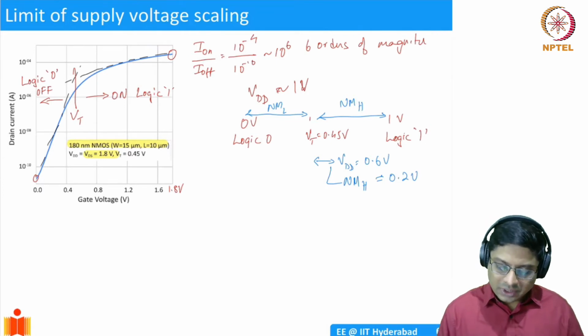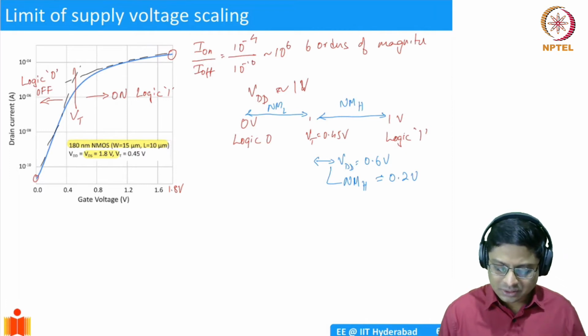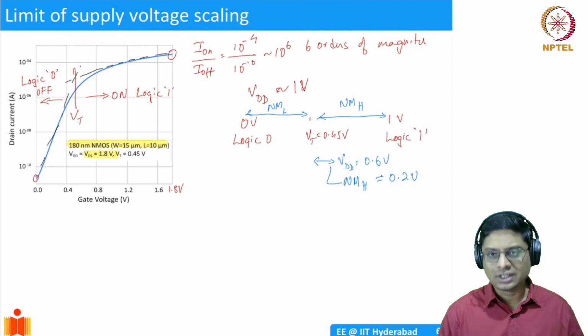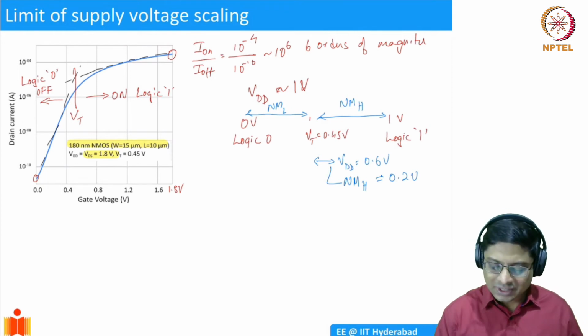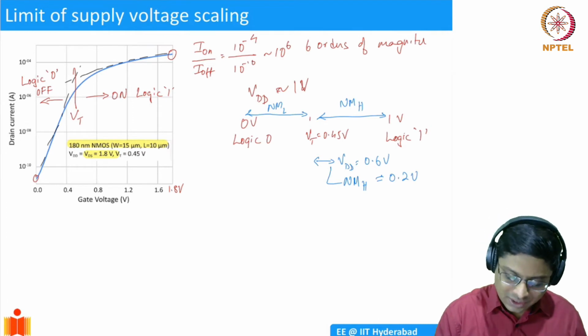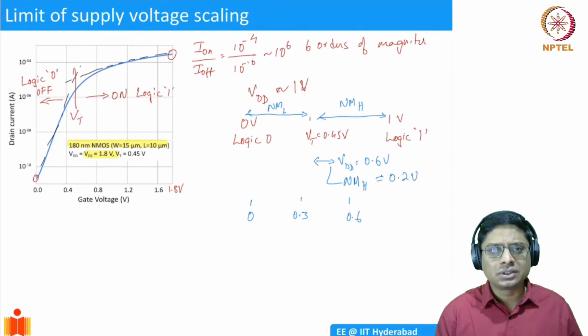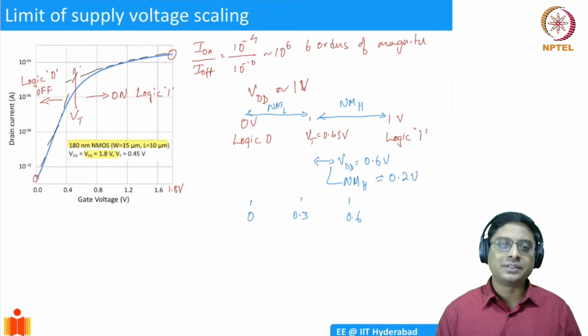Now you might ask, why can't I reduce my VT? Okay, I can't completely reduce it. Let me say I'll keep my VDD as 0.6 and I'll reduce my VT to 0.3. So I have 300 millivolts of noise margin high and 300 millivolts of noise margin low. Why can't we have this?